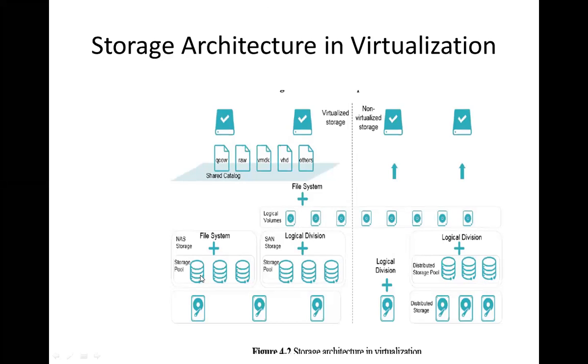So you can see this storage pool is working in two ways, one in the file system mode and one in the logical division. And this file system is called network attached storage, the storage that is attached over the network. And this is the storage area network, created for a logical division that is being converted into a file system, that is, logical volumes here.